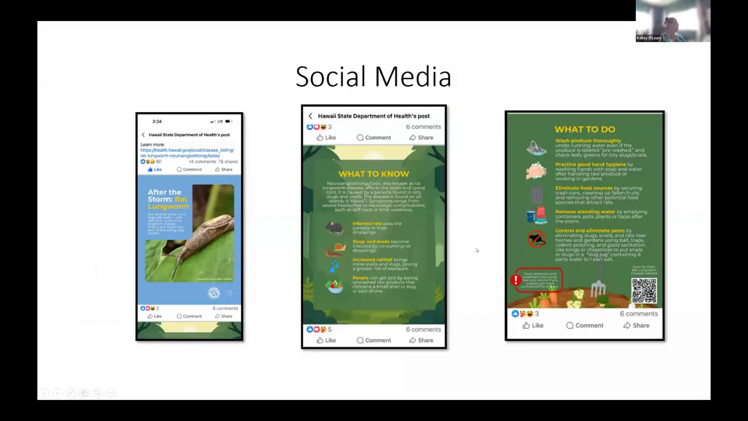We're starting to get a little bit more on social media. Good reminders too: after the storm, the slugs and snails like to come out a little bit more. So we put together this Preventing Rat Lungworm After the Storm when it was so rainy. I think this was a few months ago. So just those important same tips.